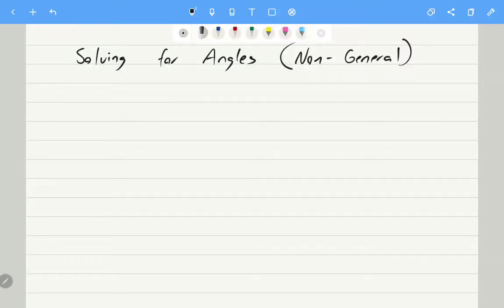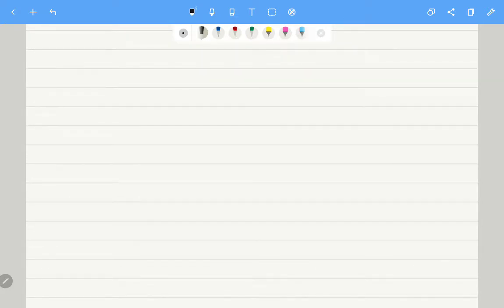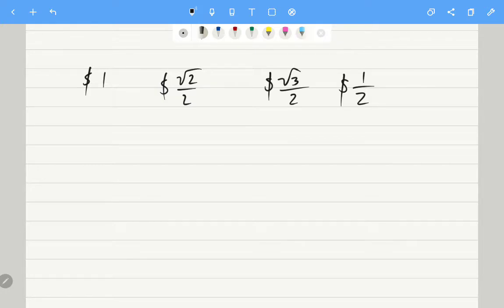Alrighty, so today we're going to be having a look at solving for angles. Now, before we go to this, there's just one little side note I want to go through, and it's a simple question. Would you rather have $1, root 2 on $2, or root 3 on $2? Or even $0.50? Which would you rather have?